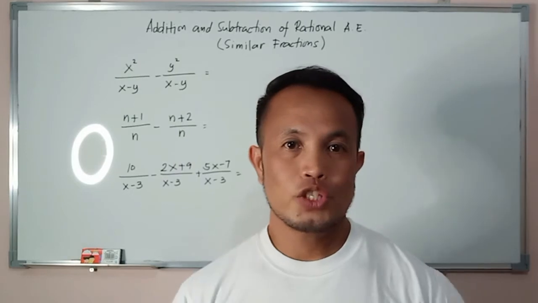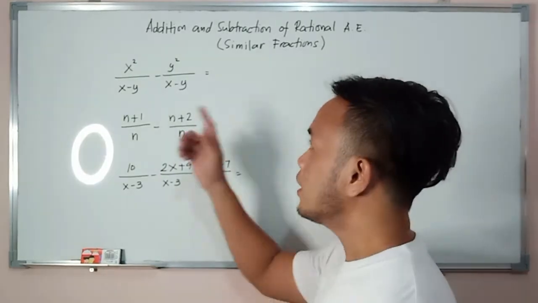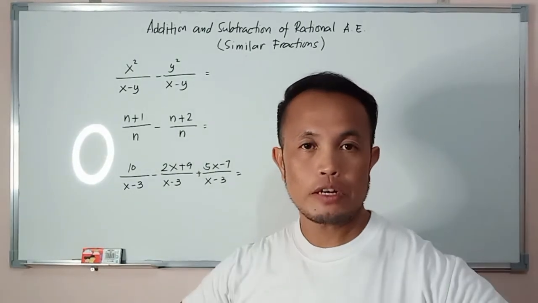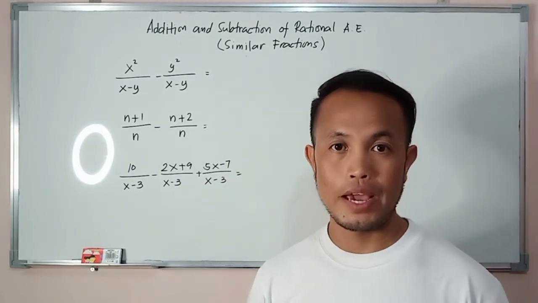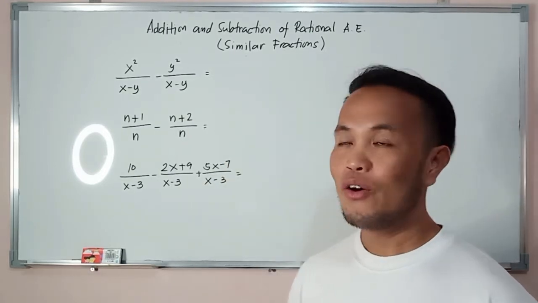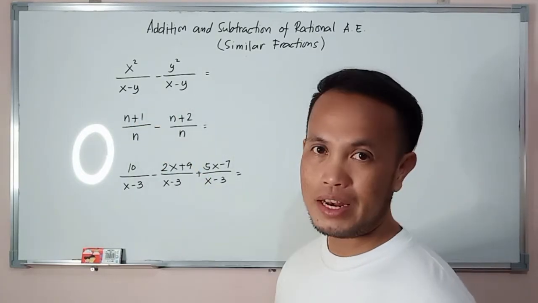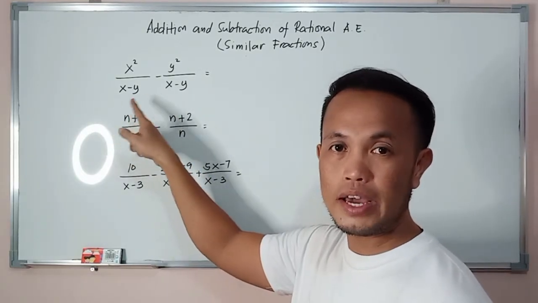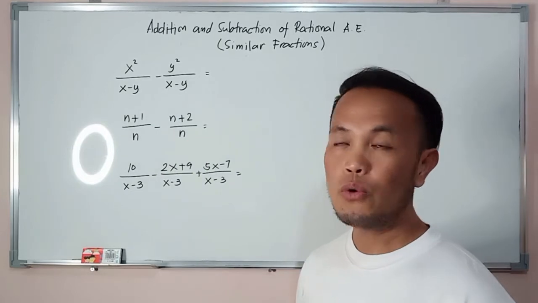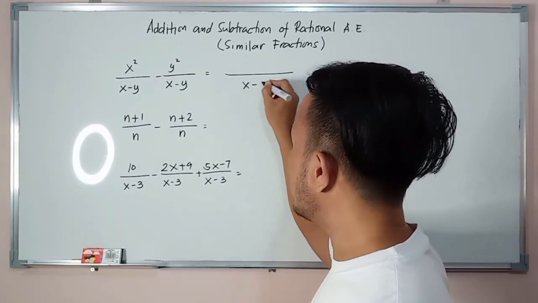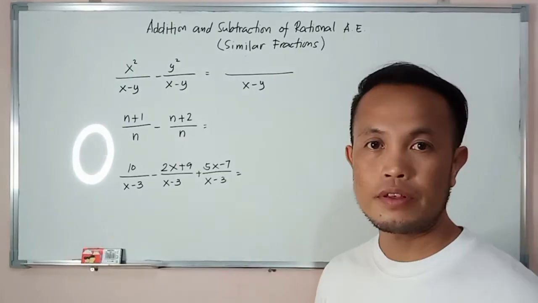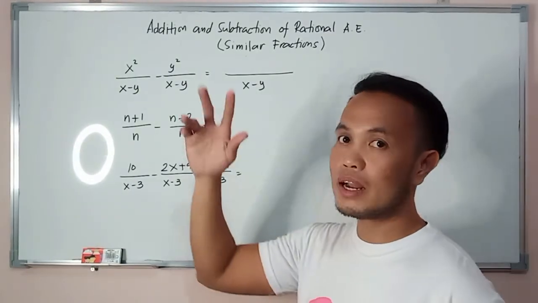Now let's proceed to our next example. We have here x squared over x minus y minus y squared over x minus y. Again, we have the same denominator, which is x minus y. So we copy the common denominator, which is x minus y.